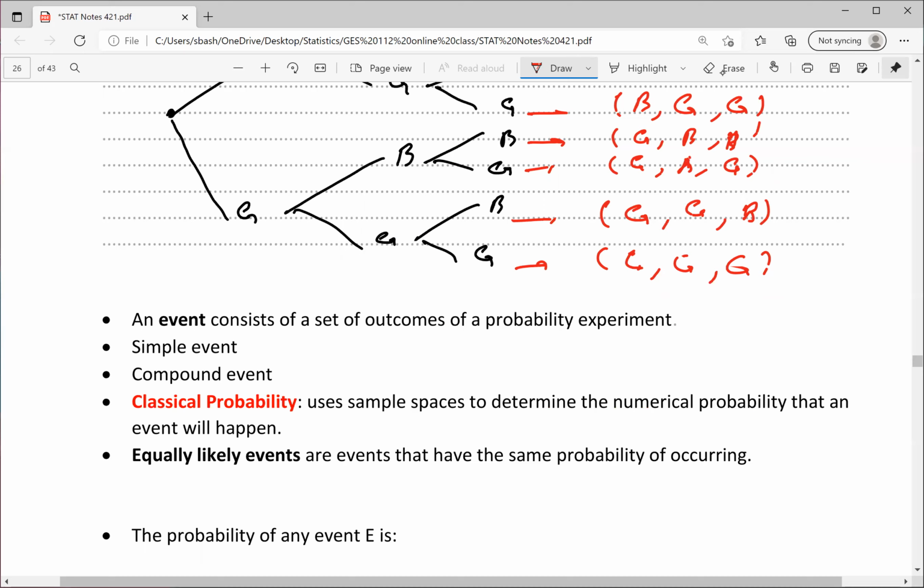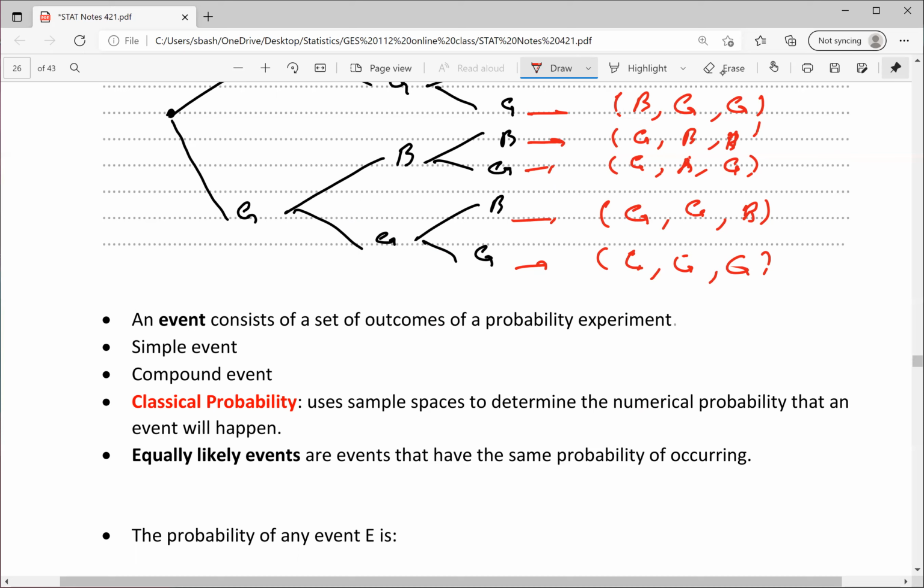And we have two types of events. We have simple events that consist of only a single event, and compound events which consist of more than one event. Suppose that we are speaking about having a kid plus throwing a coin. Having a kid is one event, and throwing a coin is another event. If we combine these together, we call this a compound event. So a simple event consists of a single event, but a compound event consists of more than one. It might be two or three events.